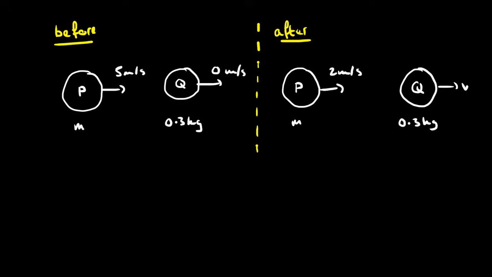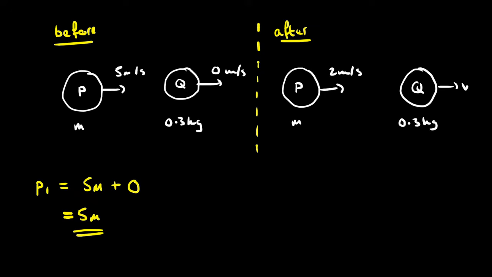Well, what's the key principle here? Basically, this is conservation of momentum, which is that the momentum before must be the same as the momentum after the collision. So we're going to calculate the momentum before. I'm going to call that P1, and that's equal to the mass of P times the velocity of P, so that's 5m, plus the momentum of Q, which is the mass of Q times the velocity of Q, which here is 0. So we get 5m plus 0, which is just 5m.